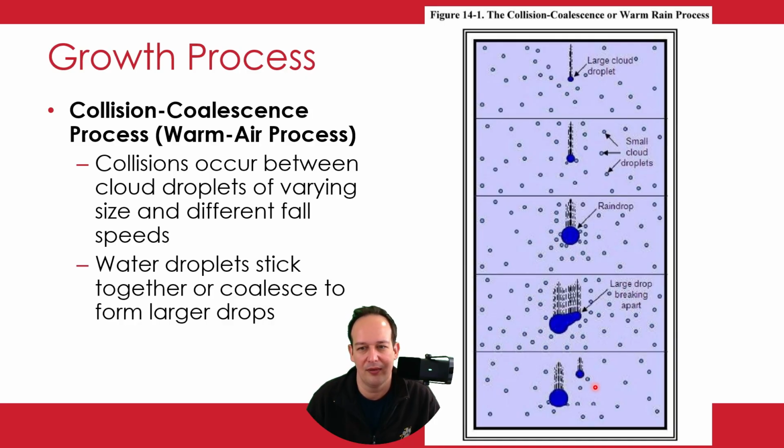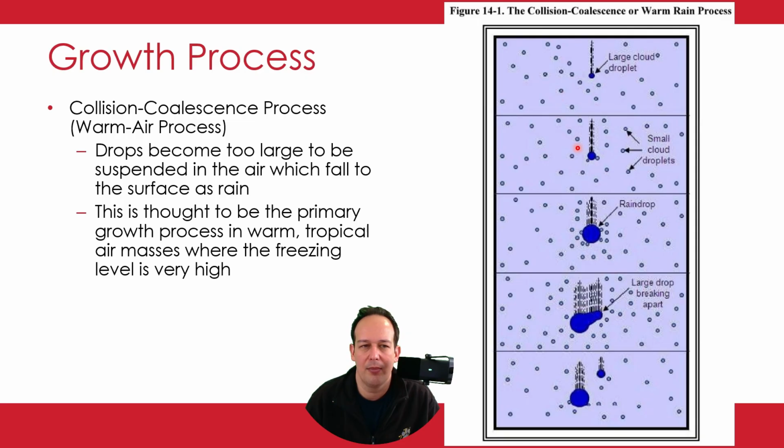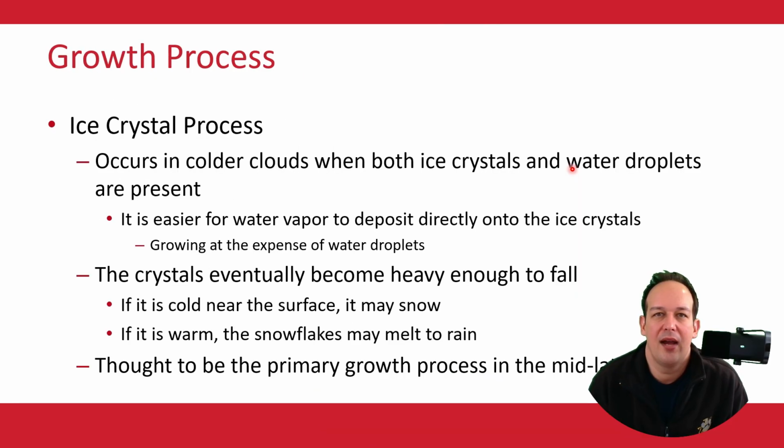Eventually, those water droplets become so large that they become too heavy to be suspended in the air, and so then they'll fall to the surface as rain. This is thought to be the primary growth process in warm tropical air masses where the freezing level is very high. Then there's the ice crystal process.